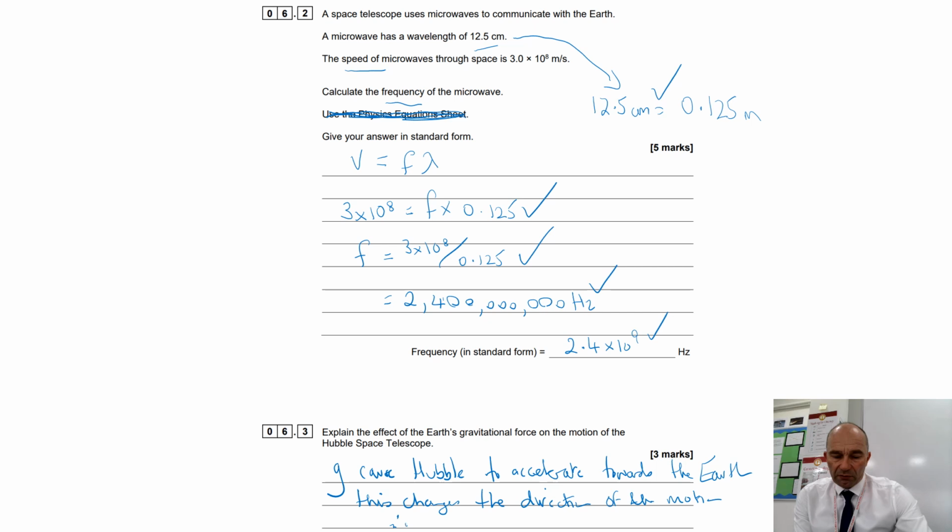Therefore, this changes the velocity of the Hubble Space Telescope. So remember, you can still be moving at the same speed, but if you change in direction, that means that you're constantly accelerating, and that's how things like our satellites stay in orbit.